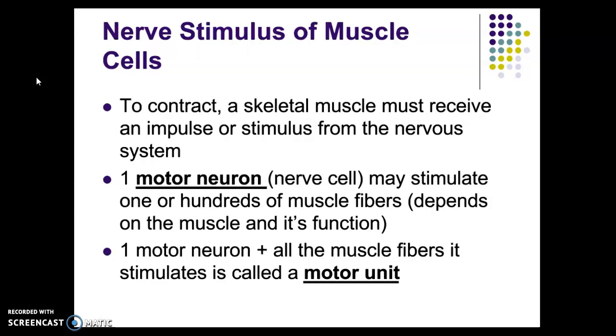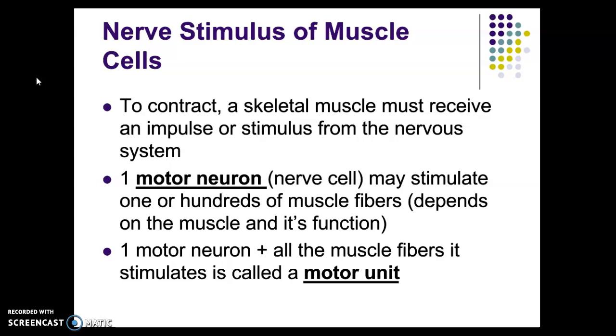So basically, in order to contract, skeletal muscle has to have an impulse or a stimulus coming from a nerve, all right? So one nerve cell and all the skeletal muscle cells that it stimulates to contract is called a motor unit, all right? Let me back up for a second. A motor neuron is a type of nerve cell. So a motor neuron is the type of nerve cell that's going to interface with a skeletal muscle cell and stimulate it to do its job.